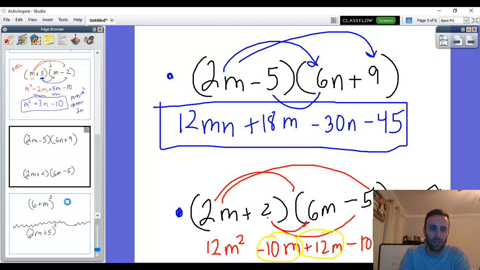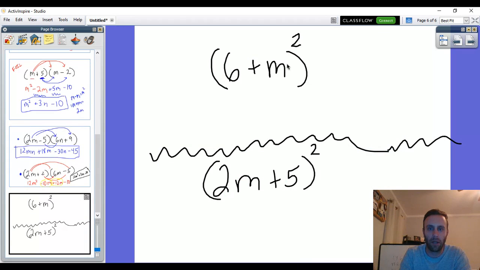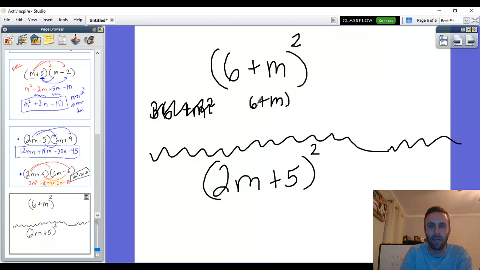Last, we talked about in class that when you have a binomial squared, a lot of students try to distribute the 2 to both of them. And a lot of times they will wrongly say it is 36 plus m squared, but that's not true. Because 6 plus m squared means you're multiplying 6 plus m times 6 plus m. What we just did is a binomial times a binomial. You don't get 36 plus m squared.